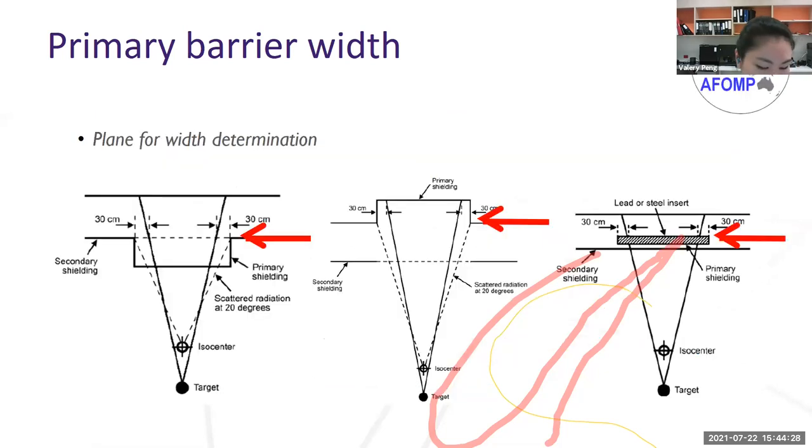The plane for determining the barrier width is also different depending on whether the barrier protrudes into or outside the room. So if a barrier is protruding into the room, this is the plane that we take to calculate the width. If it's protruding outside the room, then we use this plane. Sorry, I can't explain it, we just look at the pictures. And if you have something that's a composite barrier that has lead sandwiched in between the concrete, then you would use that plane here.